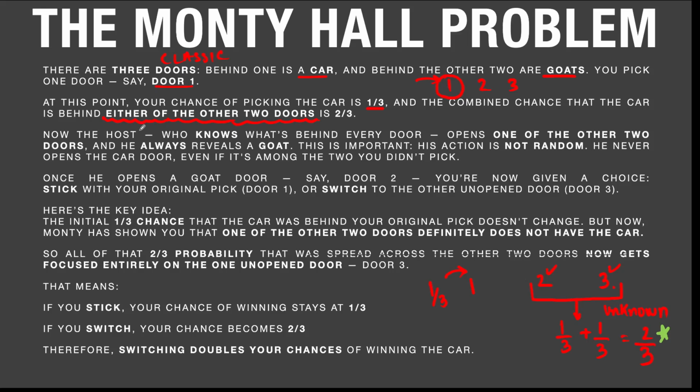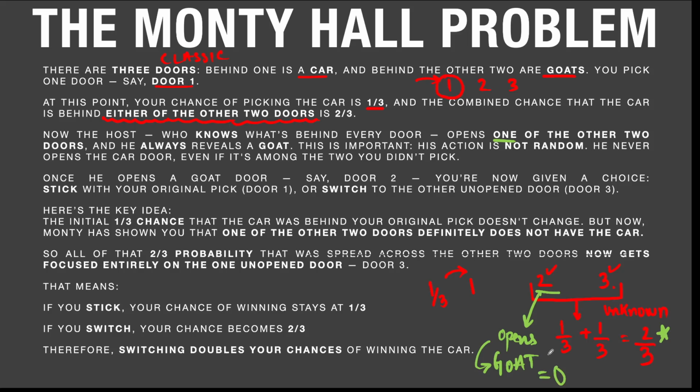And then the host, who knows what's behind every door, opens one of the other two doors, and he always reveals a goat. Let's assume the host opens the second door and discovers a goat behind it. So, what happens is that when you discover a goat behind it, the probability of finding a car on the second door goes down to 0.